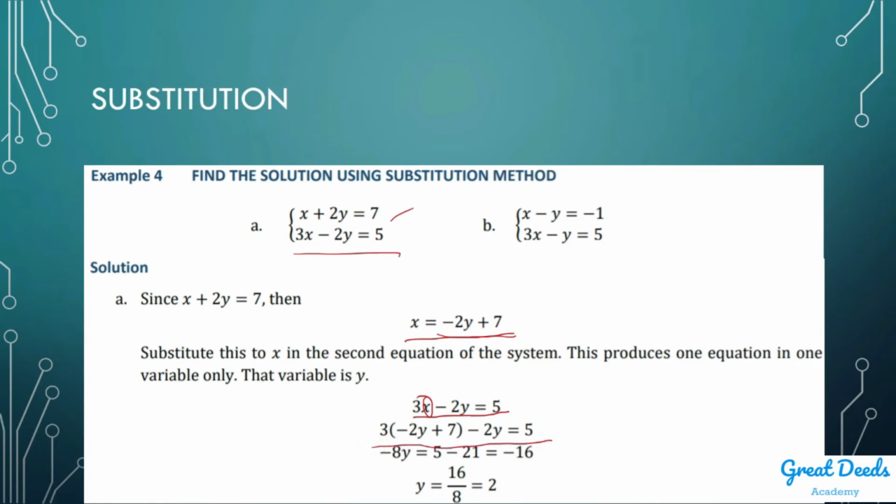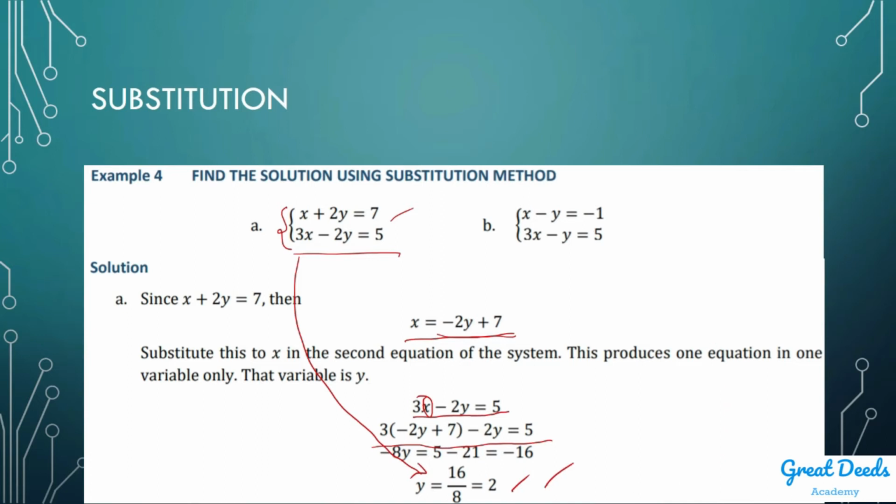Okay, this is simple algebra, the distributive property of multiplication over addition, combining similar terms, and you get to here: y is equal to 16 over 8, or y is equal to 2. So this is what I mean when I said that starting from a system of 2 equations in 2 unknowns, your goal is to produce one equation in one unknown only.